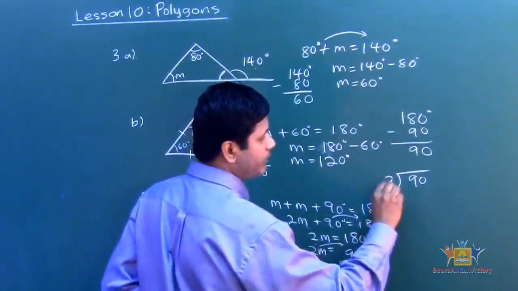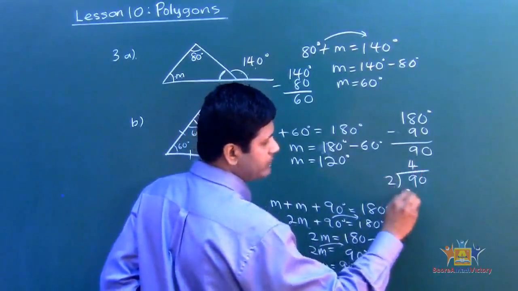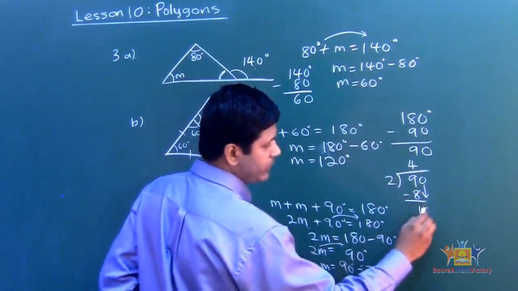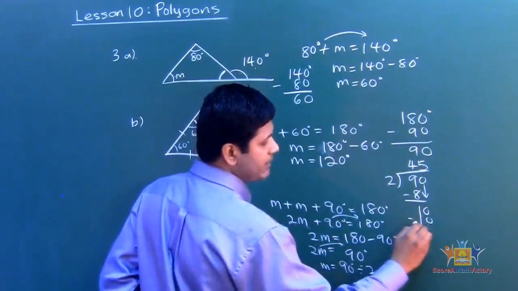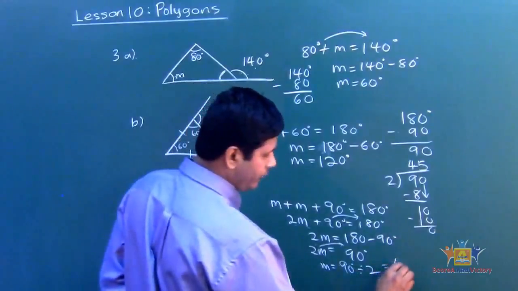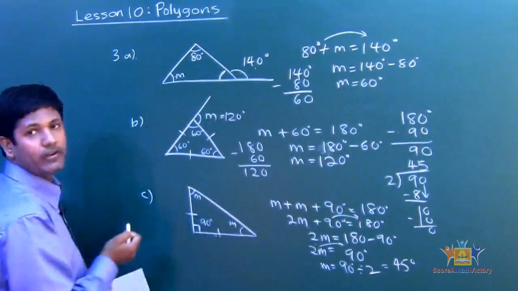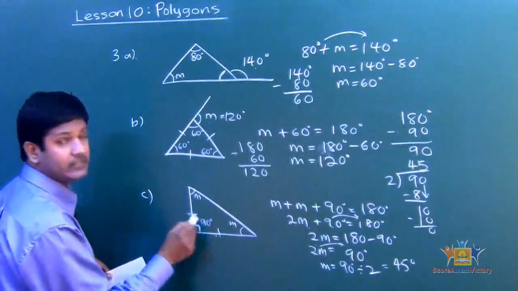2 is kind of out, I'll put it outside the cage. In 9 there's how many 2s? 4. 4 times 2 is 8, 9 minus 8 is 1. Bring the 0 down. In 10 there's how many 2s? 5. 5 times 2 is 10, minus gives me 0. That means M equals 45 degrees. 45, 45. They're both going to be the same. See that? Because they are isosceles.